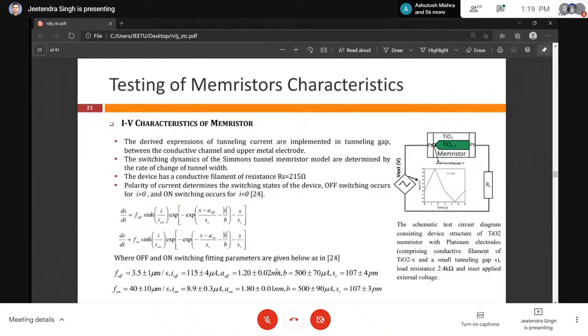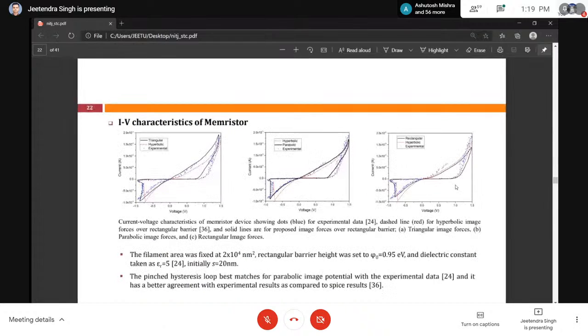So after applying this test signal to this memristor, we can see that these types of pinched hysteresis loops appear in the simulation. We compare with the experimental data when we impose the triangular image potential. Here the graph shows a high peak with respect to the experimental data. Experimental data are shown in blue.